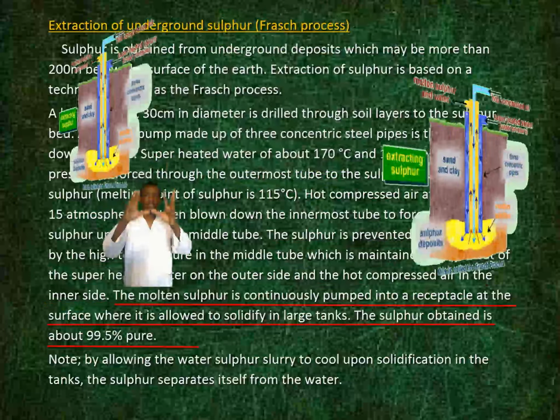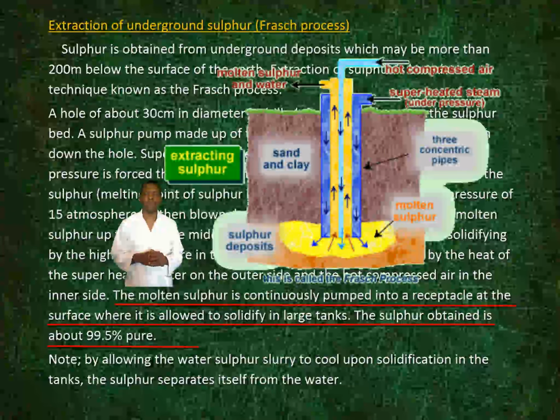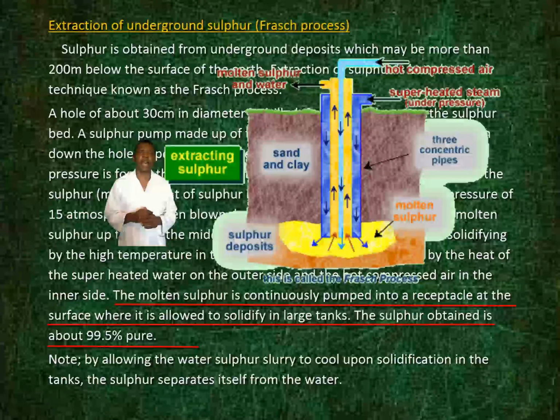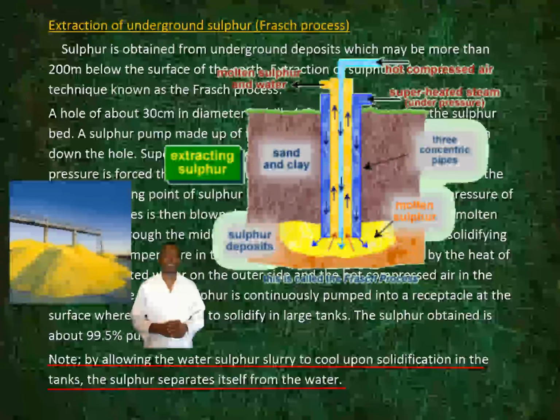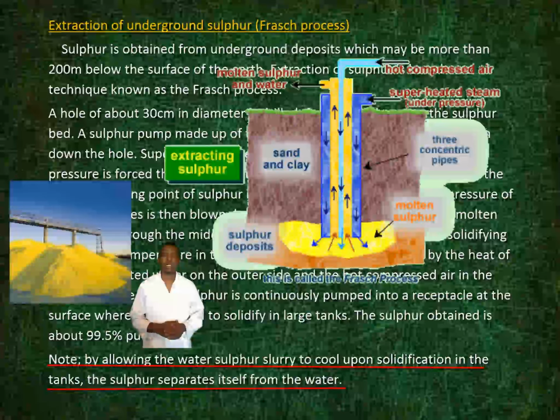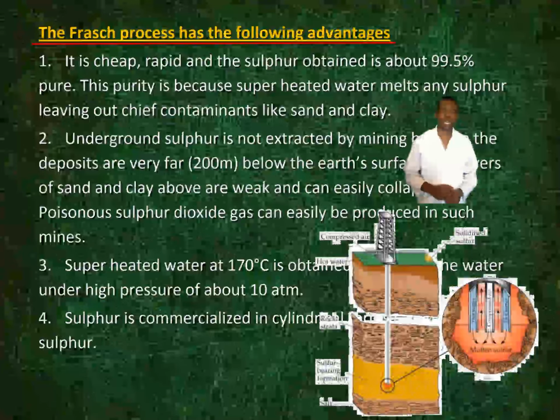The molten sulfur is continuously being pumped to the receptacle at the surface, where it is allowed to solidify in large tanks. The sulfur obtained is about 99.5% pure. Note: by allowing the water sulfur slurry to cool, upon solidification in the tanks, the sulfur separates itself from the water. The French process has the following advantages.